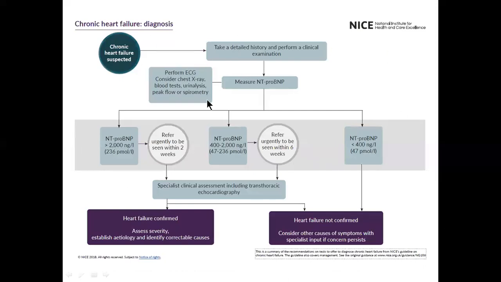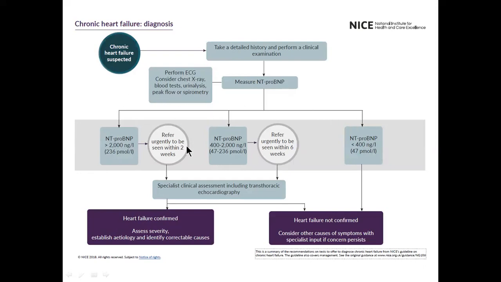So this is our diagnostic approach according to NICE guidelines. Patients with suspected chronic heart failure, after taking a detailed history and performing clinical examination, you should request immediately NT-proBNP. And according to the level of NT-proBNP, you will decide how fast this patient requires cardiology assessment, within 2 weeks or within 6 weeks, or whether the diagnosis is unlikely if the BNP is less than 400. And simultaneously with requesting the NT-proBNP, you should arrange other investigations, including ECG, chest X-ray, and blood tests.